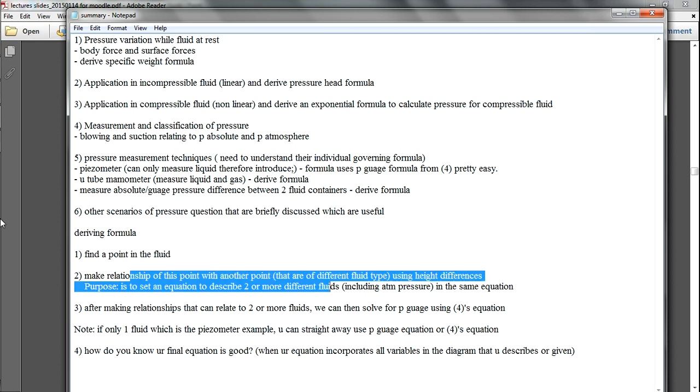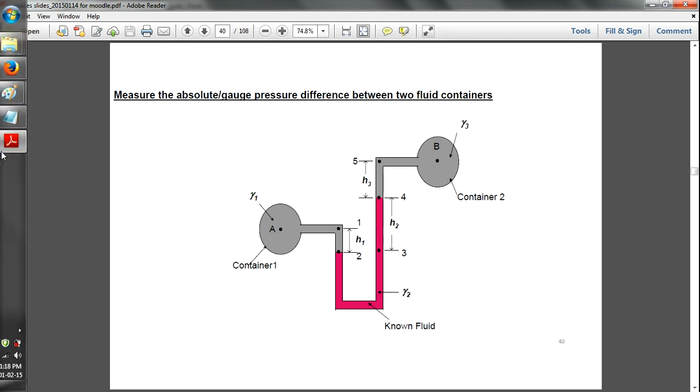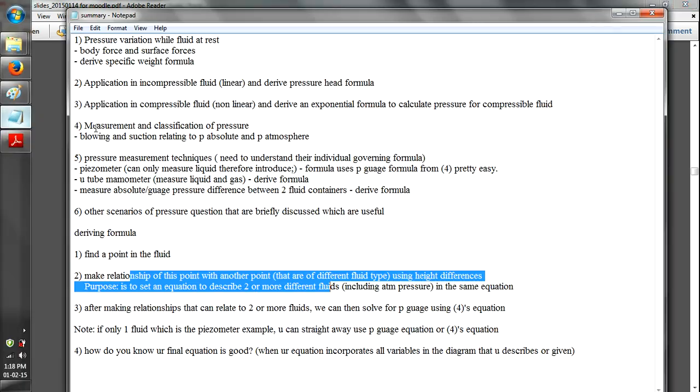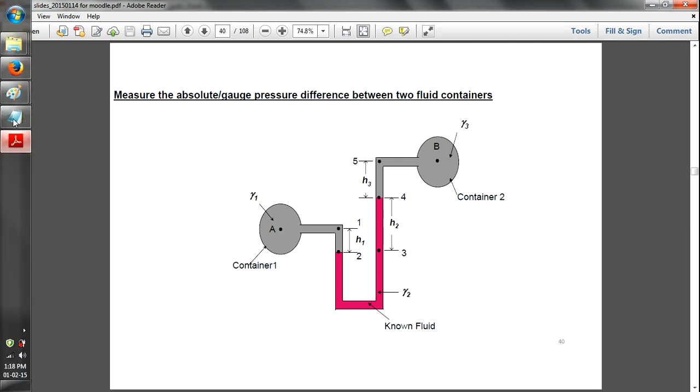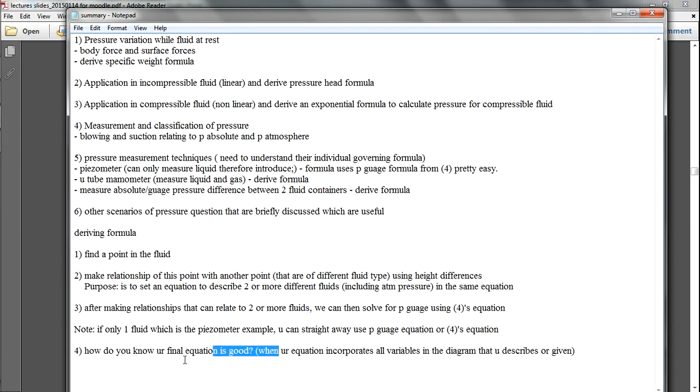Then you make a relationship with all these points, and eventually you get an equation that describes all of the points, again 1, 2, 3, 4, 5. If you have the equation that describes all of them, then you're safe. This is what I have written here. How do you know your final equation is good? This is what I just said earlier.